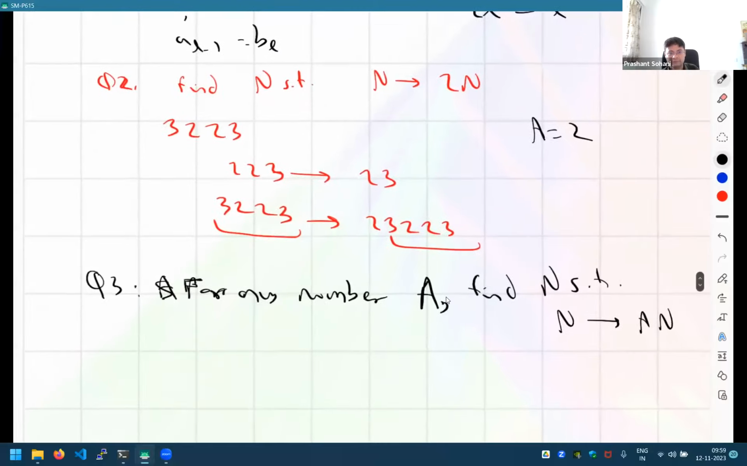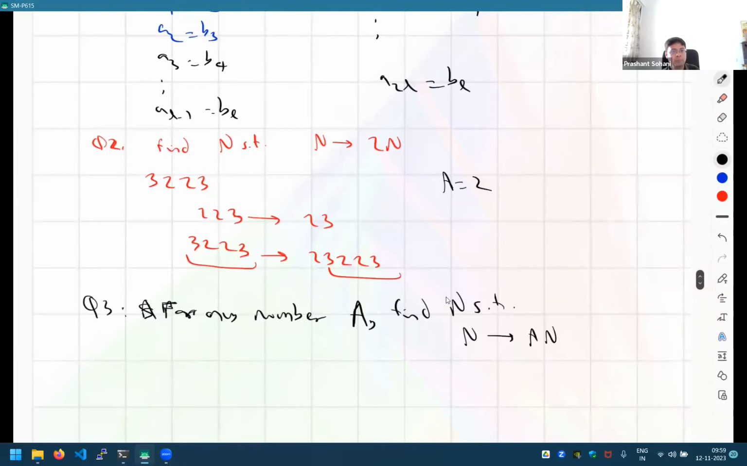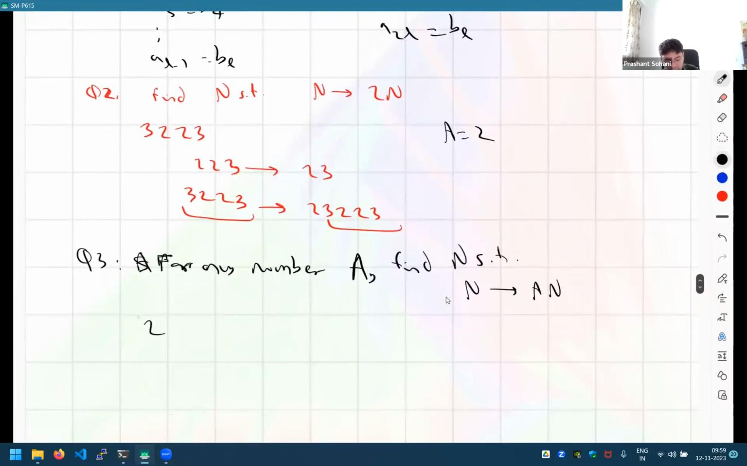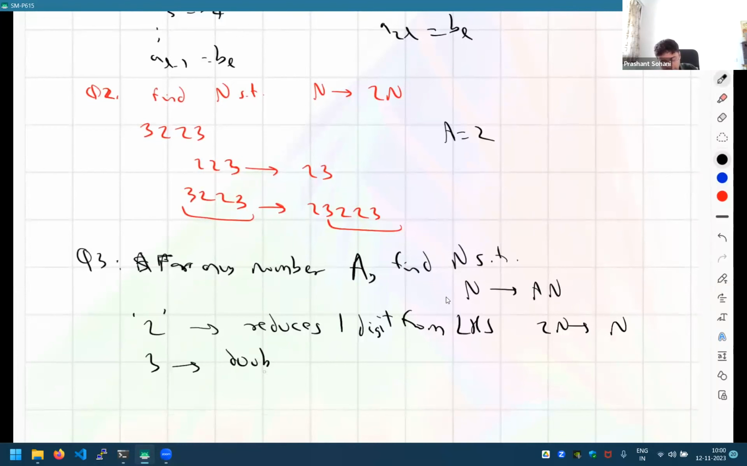Okay. And so, just to complete this topic, what is the significance of this? It turns out that these operations, like 2, are going to reduce one digit from the LHS. Why? Because 2n becomes n. Then 3 doubles the sequence, right? Because if x produces y, then 3x produces yy. So actually the original sequence gets doubled. And so on and so forth.